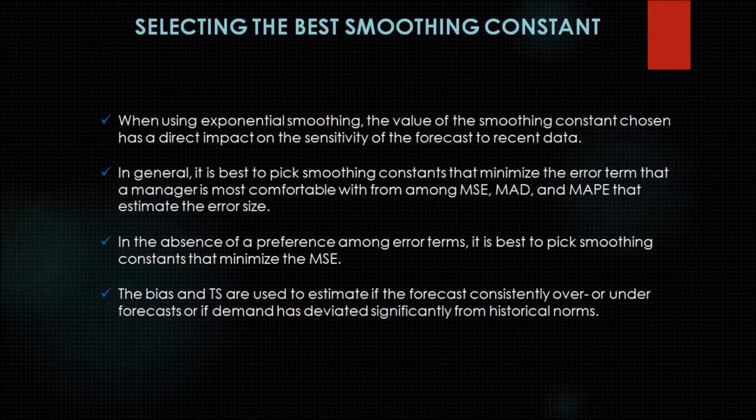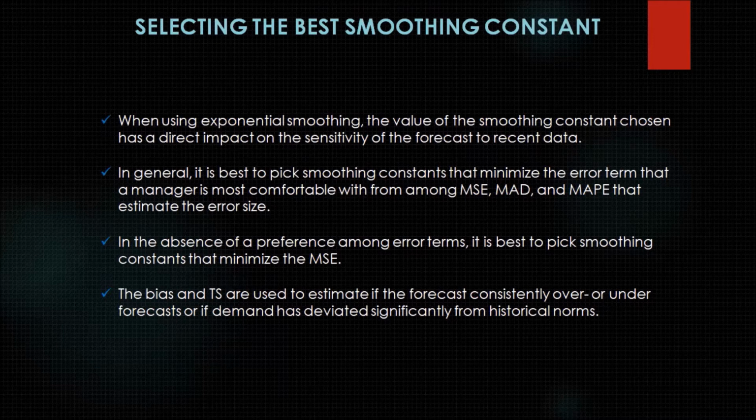Selecting the best smoothing constant. When using exponential smoothing, the value of the smoothing constant chosen has a direct impact on the sensitivity of the forecast to recent data. In general, it is best to pick smoothing constants that minimize the error term that a manager is most comfortable with from among MSE, MAD, and MAPE that estimate the error size. In the absence of a preference among error terms, it is best to pick smoothing constants that minimize the MSE.